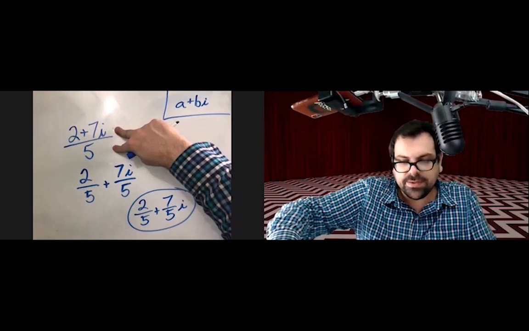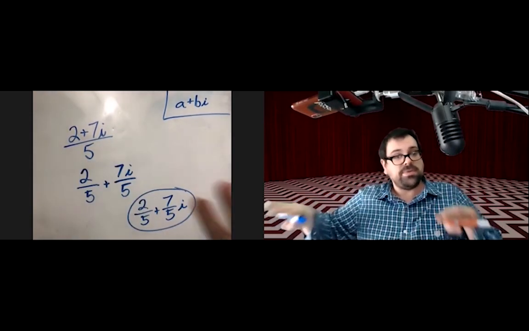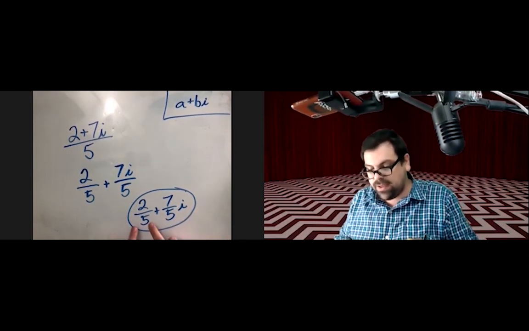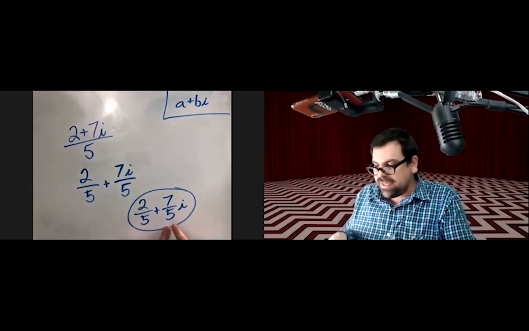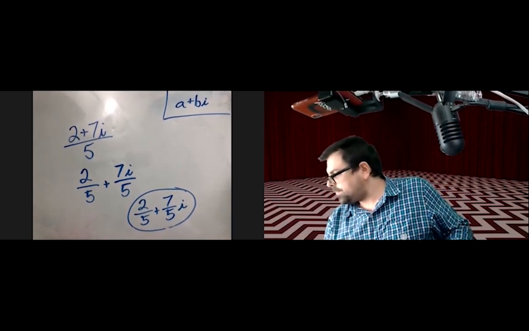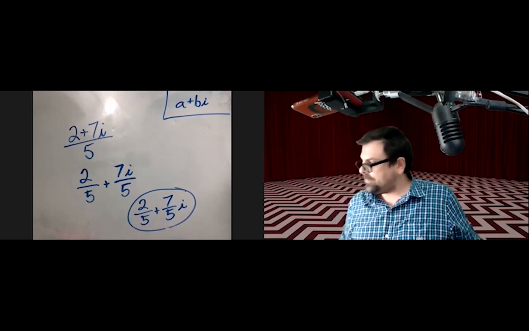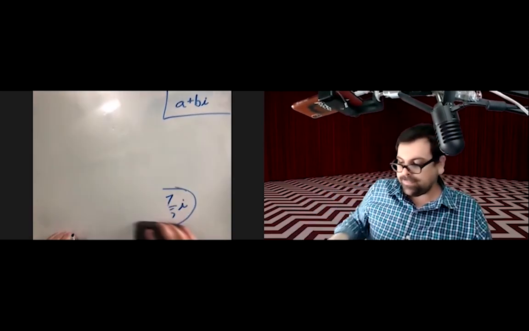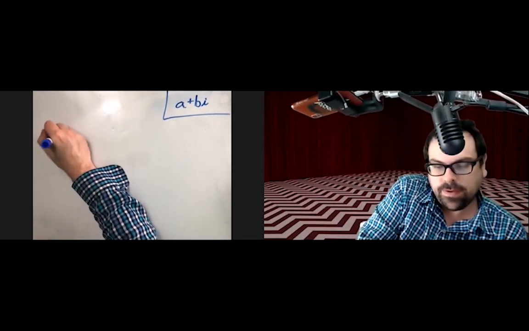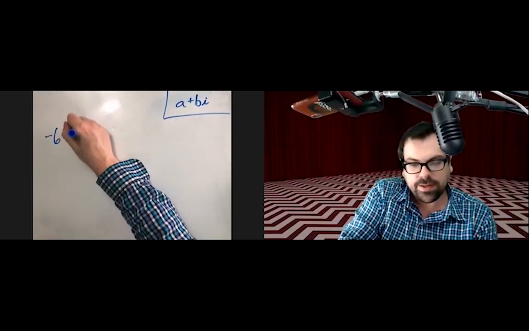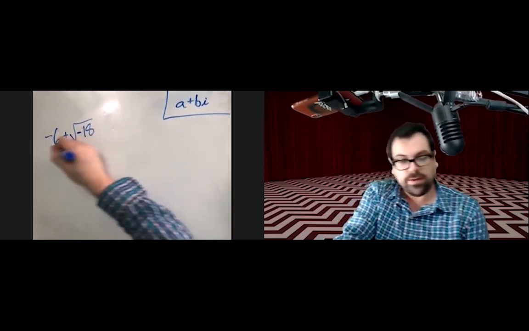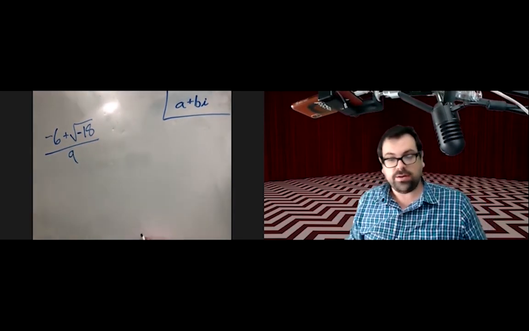So something like this, since it involves an i, it has to be split into two distinct sections. A plus b times i. A would be 2/5, b would be 7/5 times i. Negative 6 plus radical negative 18 all over 9.